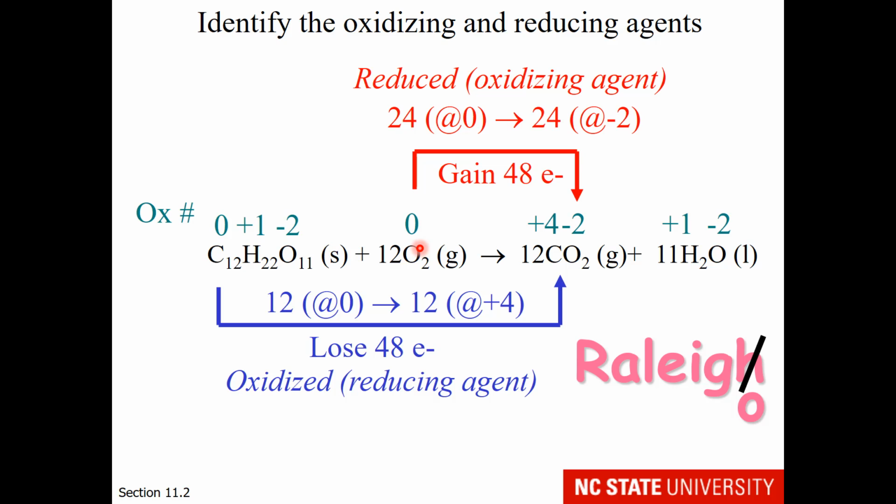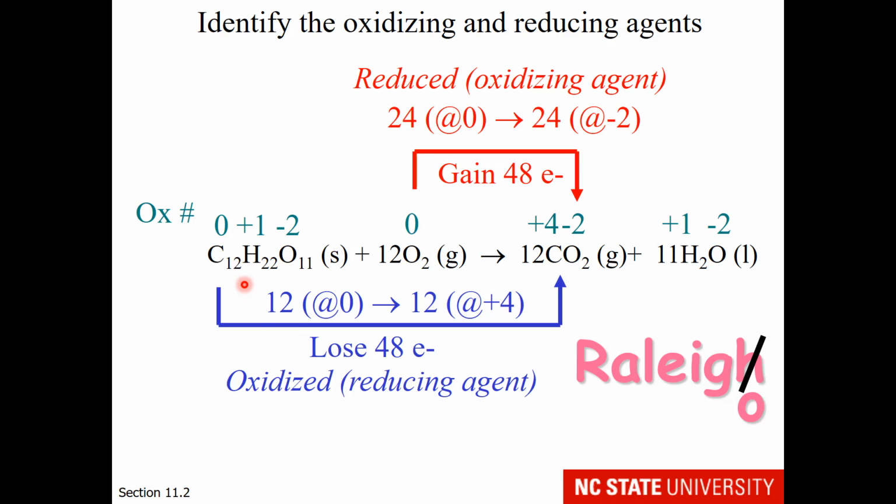Oxygen is reduced and is therefore the oxidizing agent. Now I hope you realize where the term oxidized comes from. Oxygen is a great oxidizer of many different materials. One last thing about the electron count here.